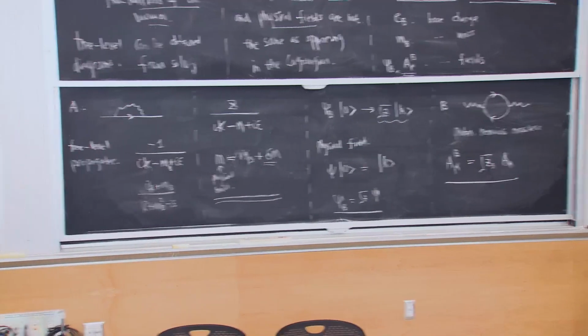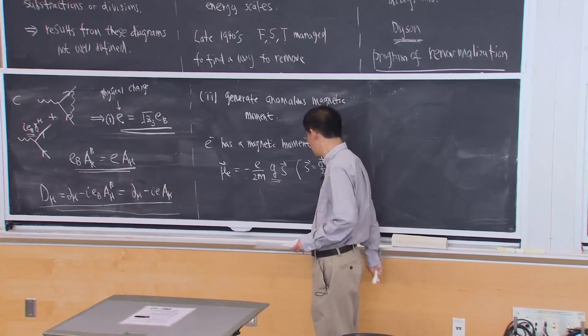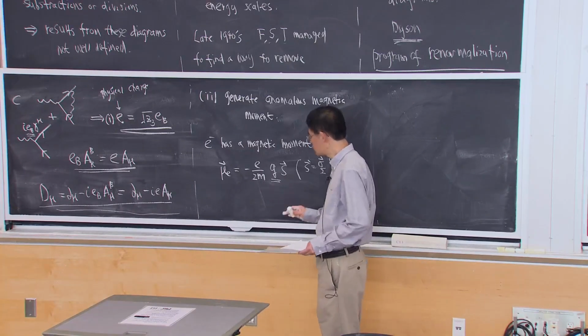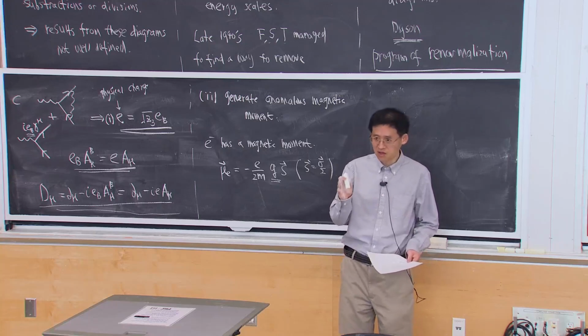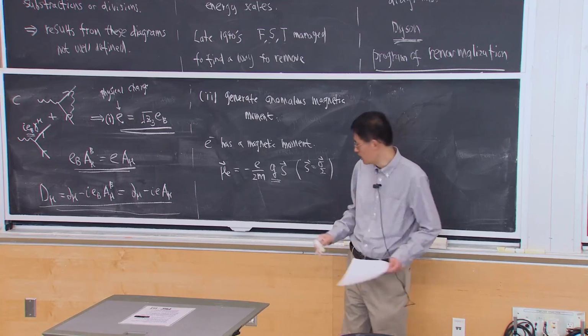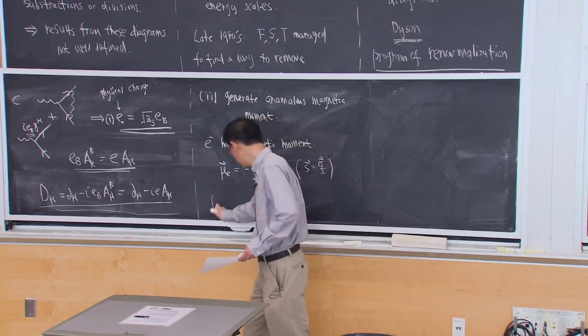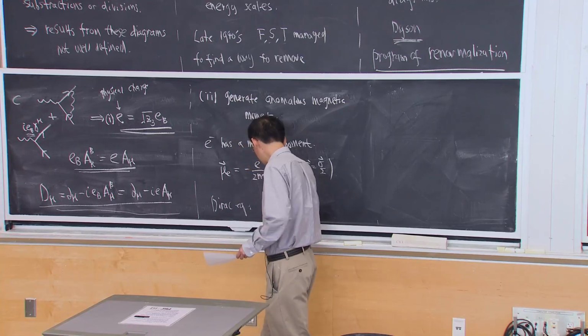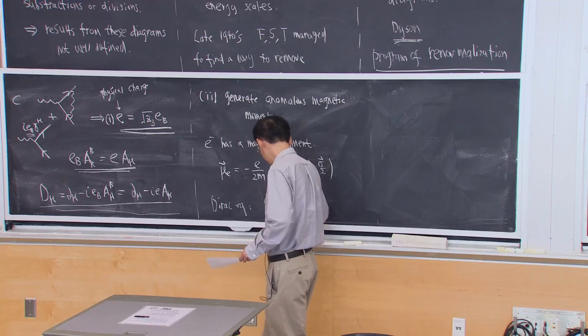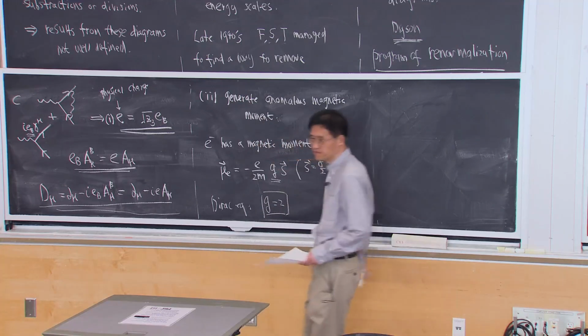So this g factor. One of the triumphs of the Dirac equation, when Dirac first wrote it down, is that the Dirac equation predicts that g equals 2. Okay, g equals 2.